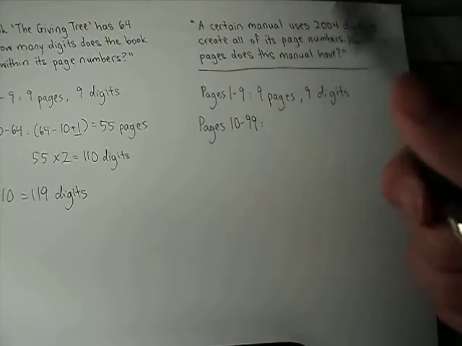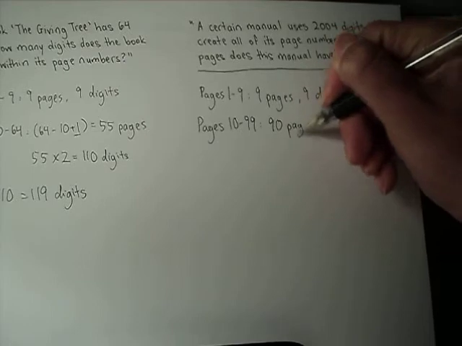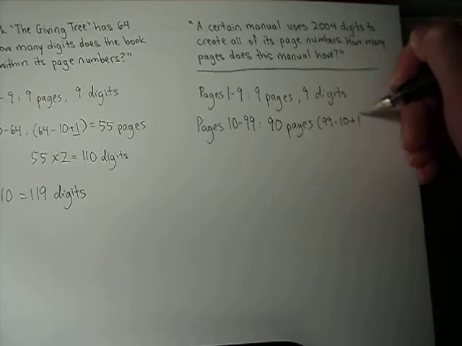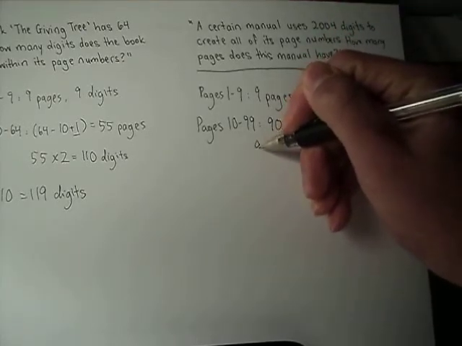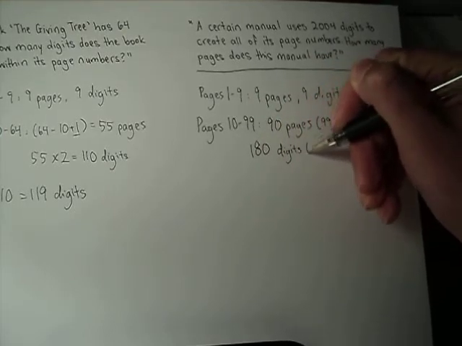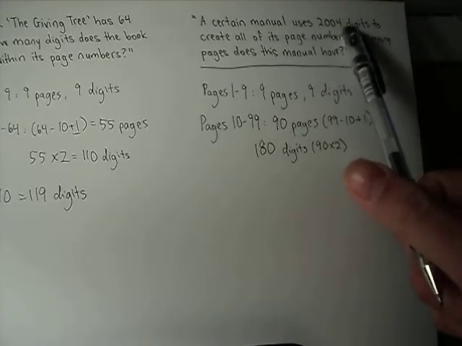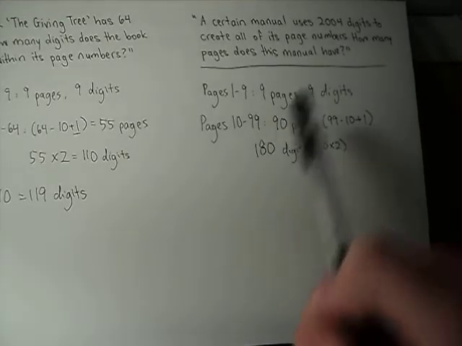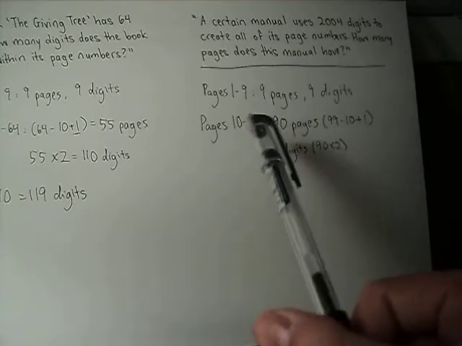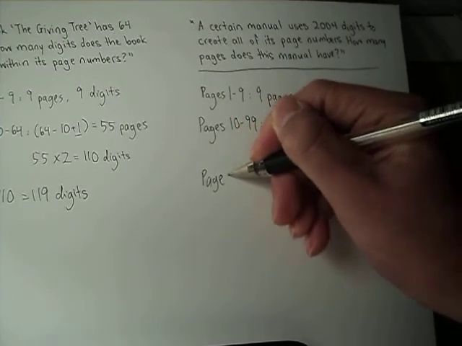So let's say this manual has 99 pages. There are 90 pages for all 2-digit page numbers, since 99 minus 10 plus 1 is equal to 90. And there are 180 digits, because 90 times 2 is 180. 2004 is still larger than 189, because a 99-page book would have 189 digits. So we know that we have to go into the 3-digit page numbers.